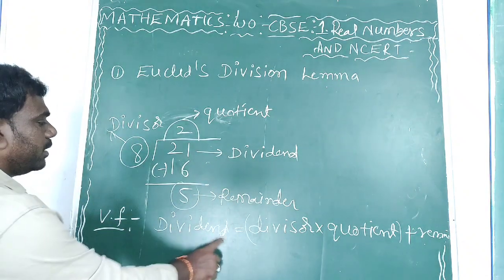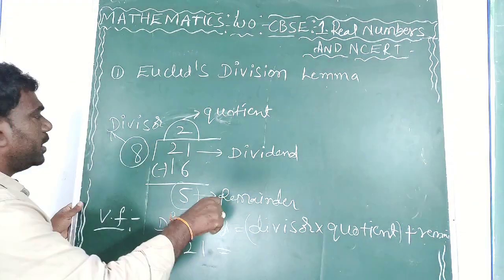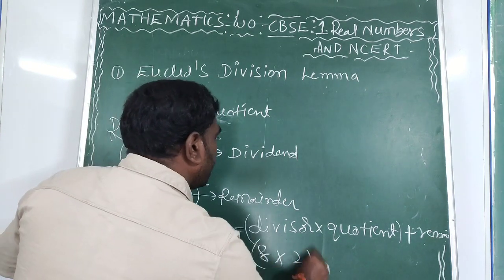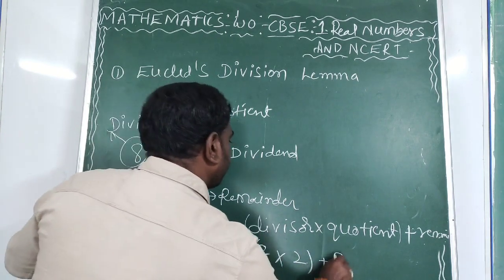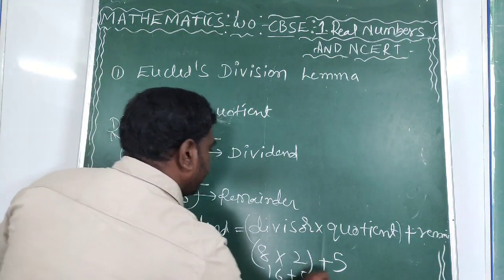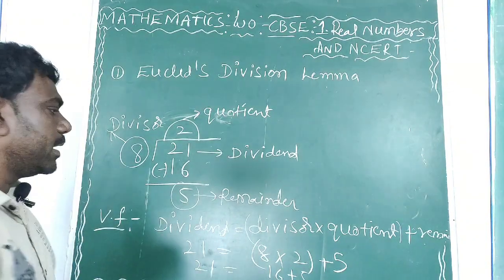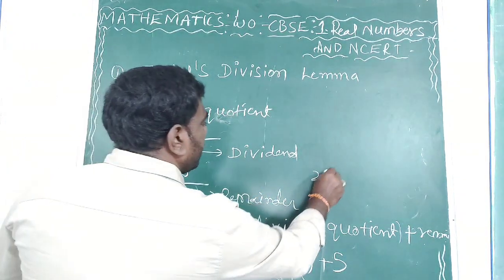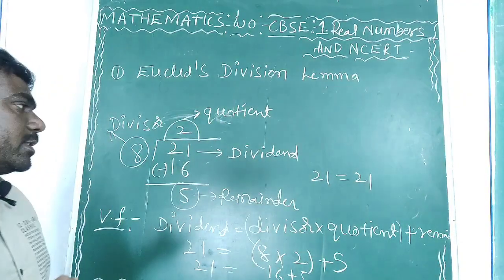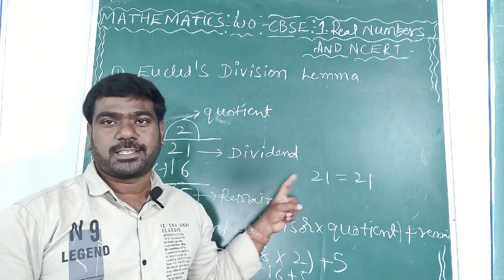Now what is our dividend here? Dividend is equal to 21. Divisor is what here? 8. Quotient, what we got? 2. Plus remainder, how much? 5. Now simplify this one. 8 times 2 is 16, plus 5, which is nothing but 21. So we got here 21 is equal to 21. So LHS is equal to RHS, so our division process is correct.